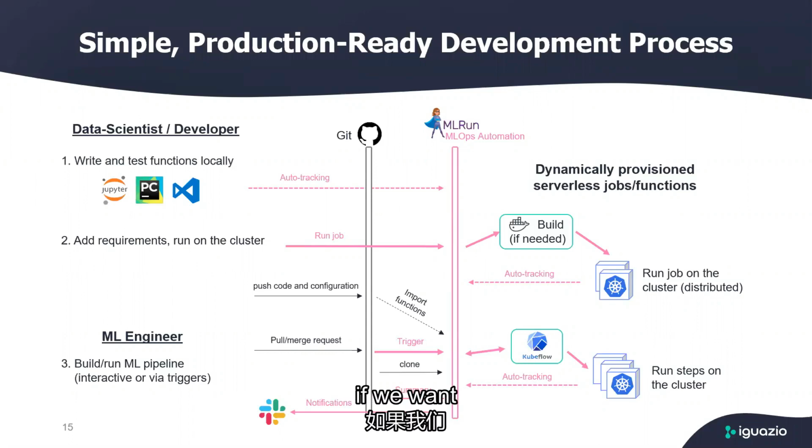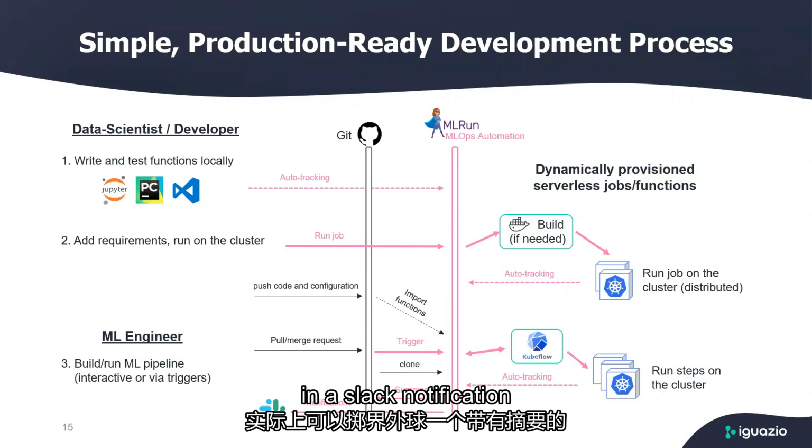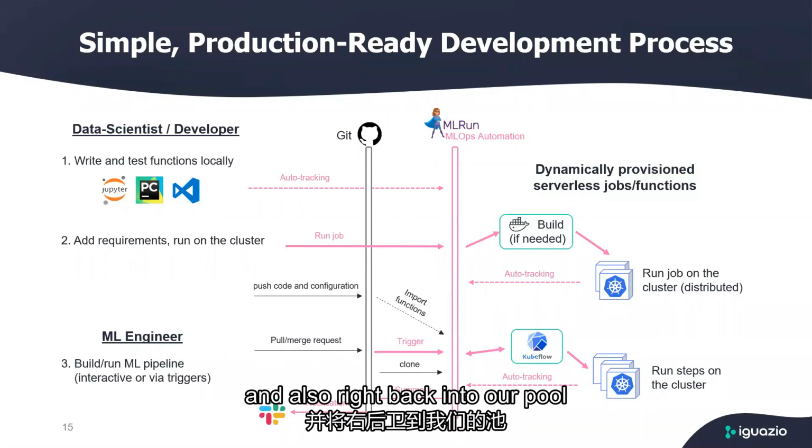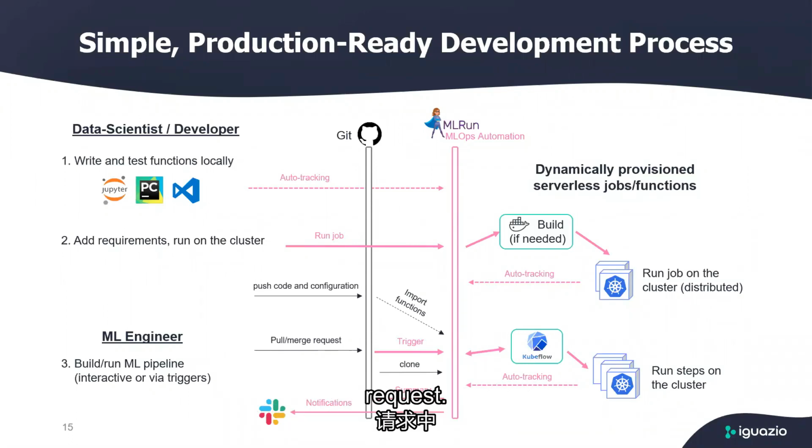And eventually, if we want, it can actually throw in a Slack notification with a summary and also write back into our pull request the results of the training. And someone can just look at the pull request and say, you know what, I feel good about this model. Let's promote it into production with a single command line inside the pull request. So this is the flow.